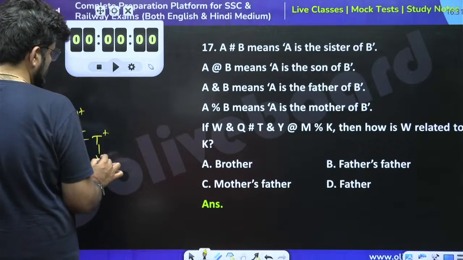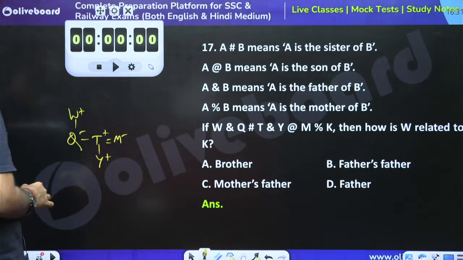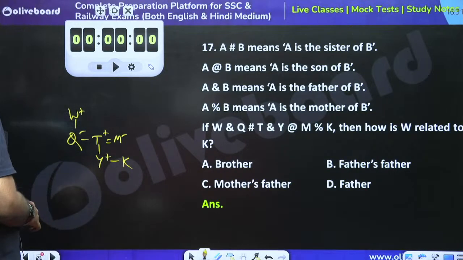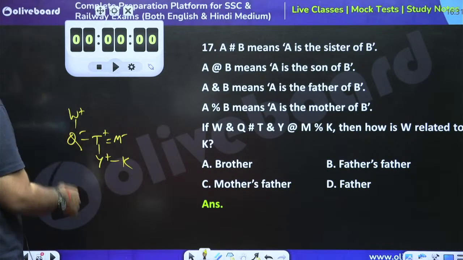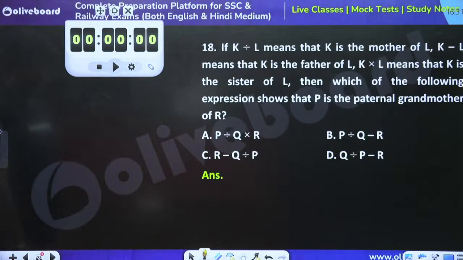Y is the son of M. So M is the mother. M is the mother of K. So how is W related to K? Father. Father is absolutely right. Option B is the right answer. Good job. Next.